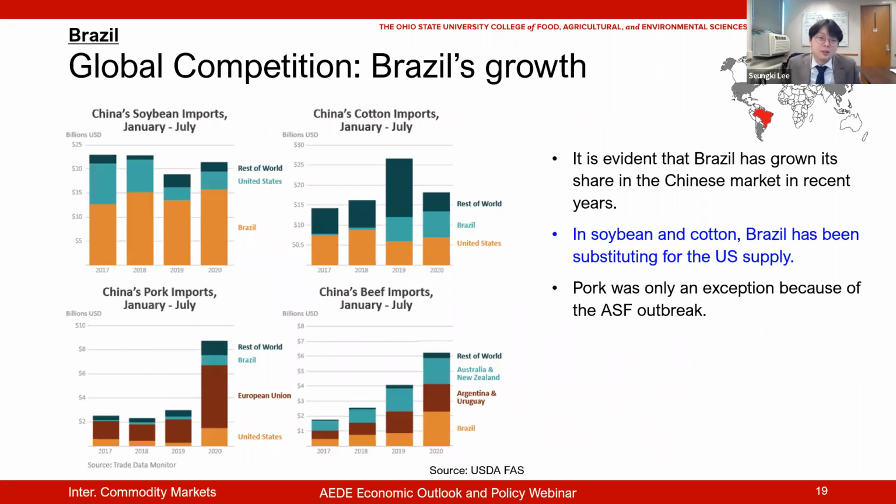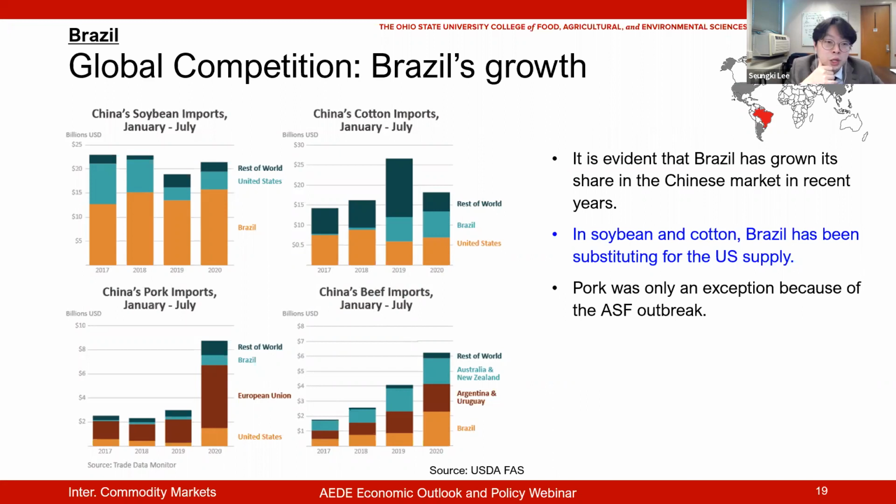And lastly, this is about Brazil. Again, this is showing how Brazil is stepping on the toes of U.S. export markets. So this is, of course, the China situation: China soybean imports, China cotton imports, China pork imports, and China beef imports. I'm going to emphasize the soybean import side because that is maybe the most related to this presentation. As you can see, after the trade dispute between U.S.